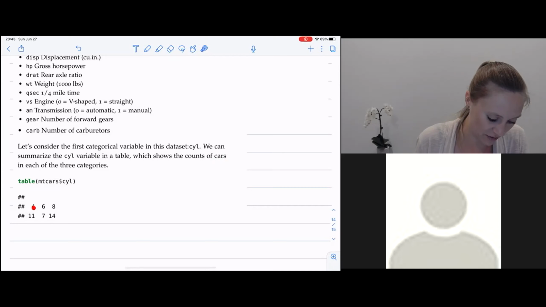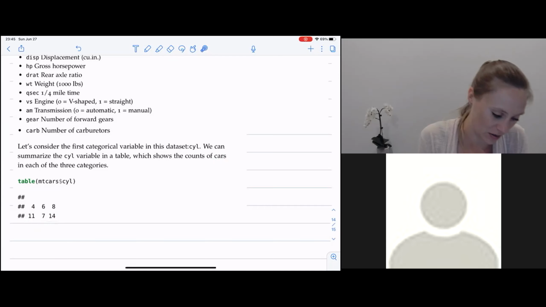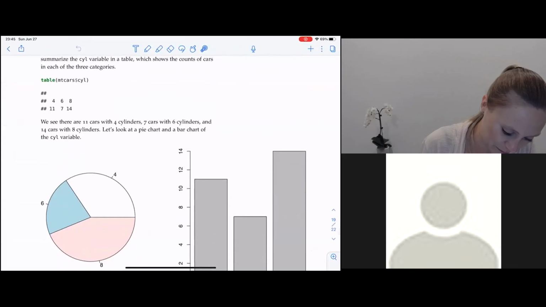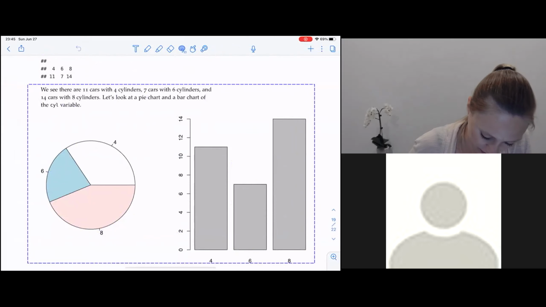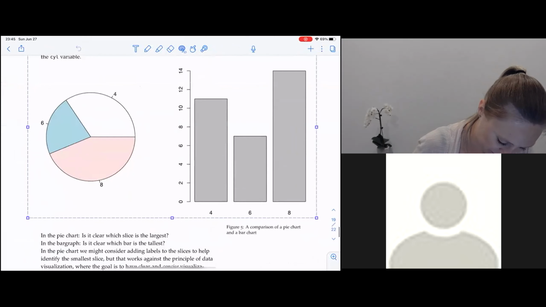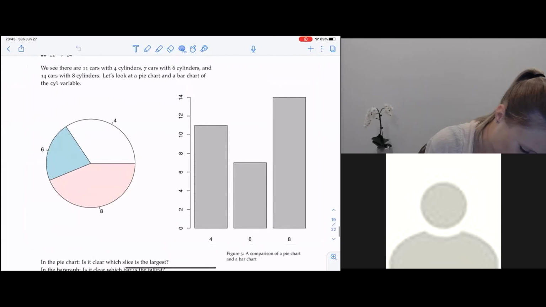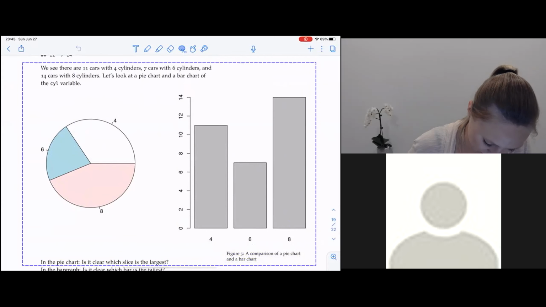So we have 11 cars that have 4 cylinders, 7 cars that have 6 cylinders, and 14 cars that have 8 cylinders, right? And so that's information. Okay, cool. We can visualize that. And like I said, we can use a pie chart or a bar chart. And let me see if I can get all of this on the same screen here.